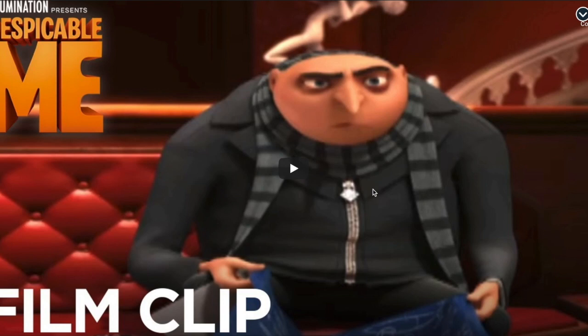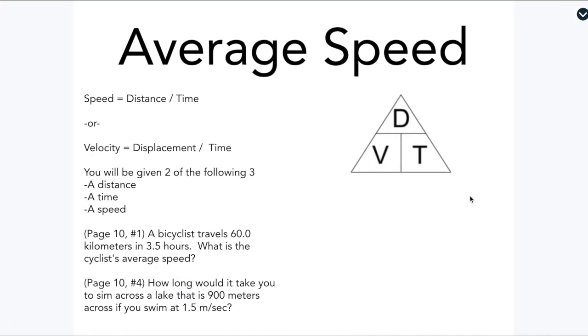All right. So we've been talking a little bit about vectors. Go ahead and pause my lecture video, head over to the Nearpod, and you'll see a nice little clip from the movie Despicable Me that kind of talks a little bit about vectors. All righty, folks. Hope you enjoyed that.